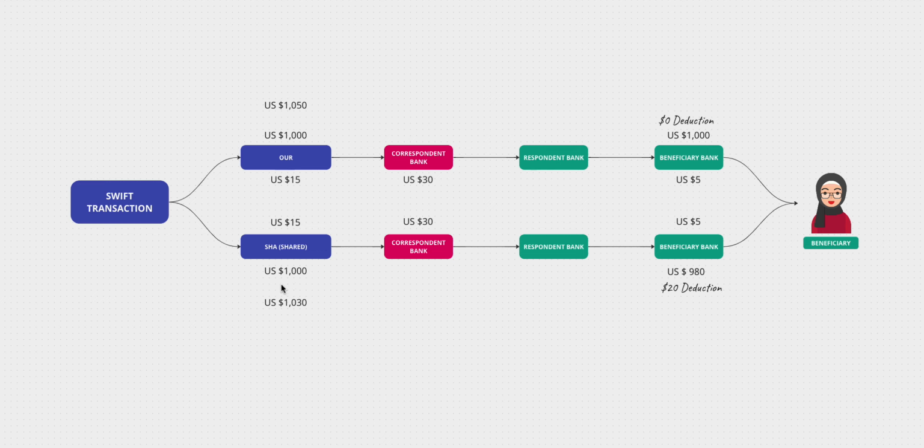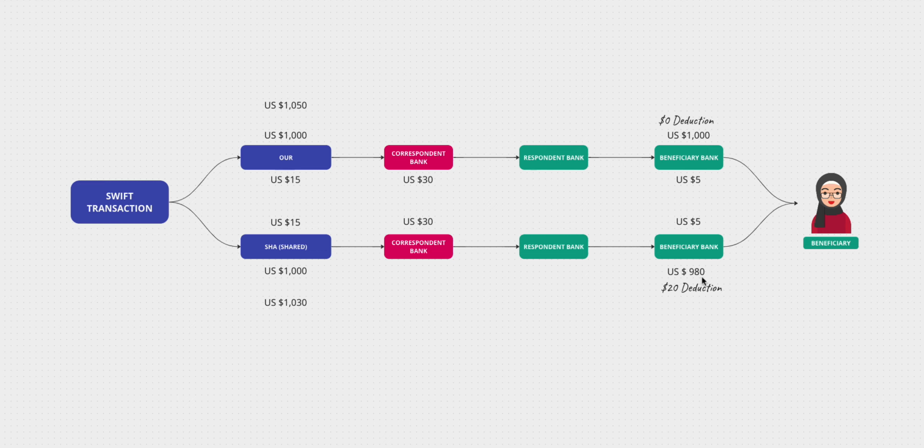So when $1,000 goes, we pay 1,030 here. 1,000 goes across. When 1,000 lands over here, the $15 for the correspondent bank and the $5 for the beneficiary bank charges are deducted. So there's a $20 deduction, and Fatima gets $980.